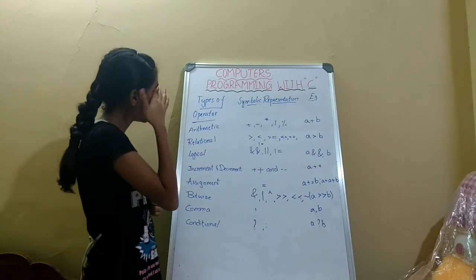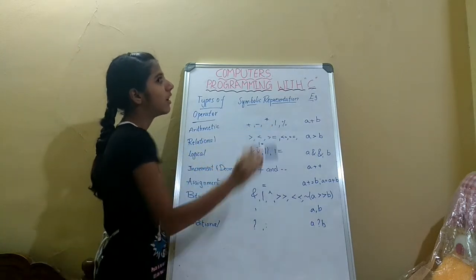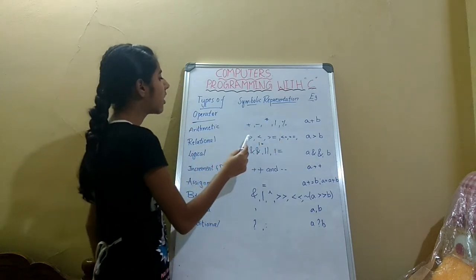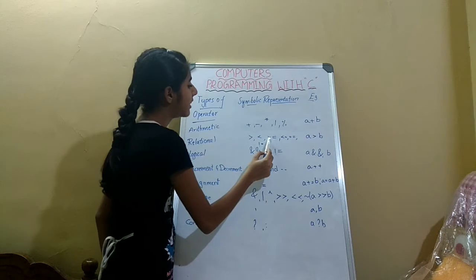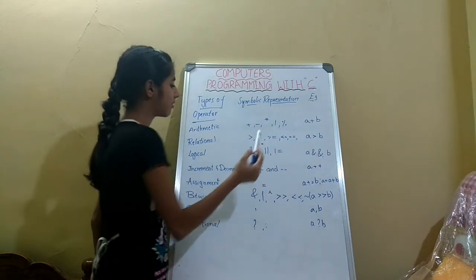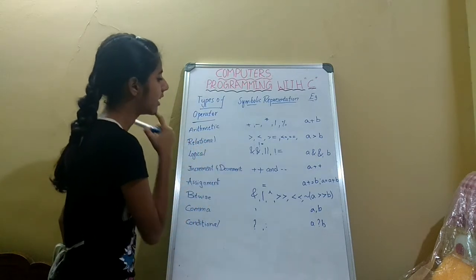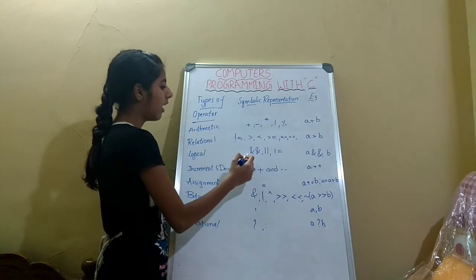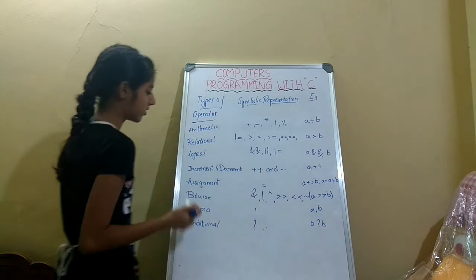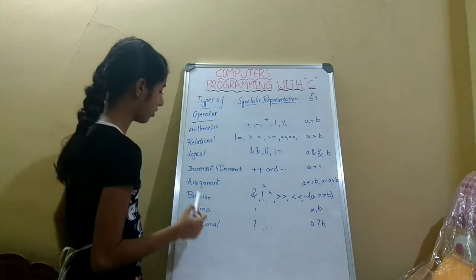So this is the tabular form. Arithmetic: plus, minus, multiplication, slash, percentage. Relational: greater than, lesser than, greater than or equal to, lesser than or equal to, equal to, not equal to. This is the relation. Logical: ampersand, double slash, exclamation. Increment and decrement: plus plus and minus minus.